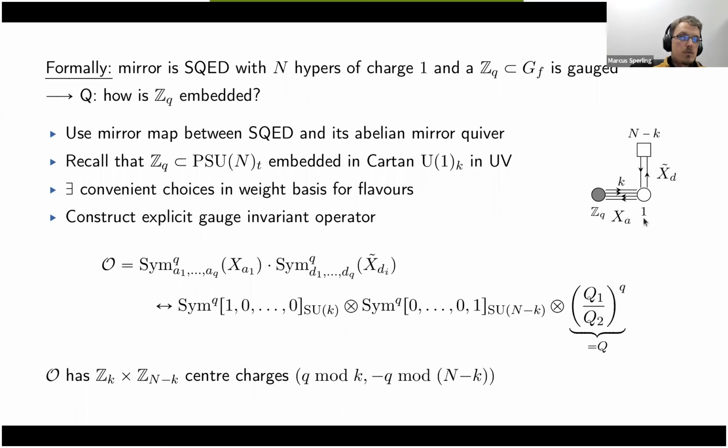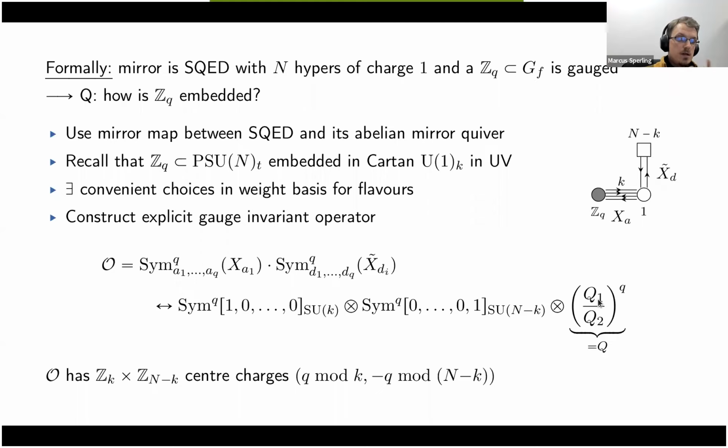So the way you do it is, allow me this kind of funny notation. You have an X that belongs to this set of hypers, and you have X tilde in the set of hypers which is not affected. Now, in order to make it U(1) gauge invariant, you need equal powers of X and X tilde. And in order to make it Z_Q invariant, you need to have at least Q of those. So you see that this operator transforms under the non-abelian flavor symmetries like this. And then you have a U(1) factor floating around.